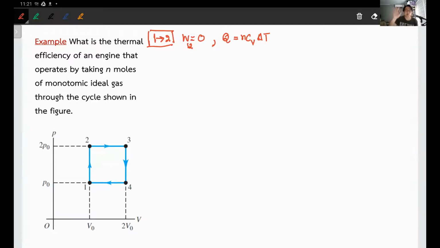All right, one more time. Start from 1 to 2. We're going to attack the first thing first, which is work done is zero because it's a vertical line, no area under the curve. Volume does not change, work done is zero.